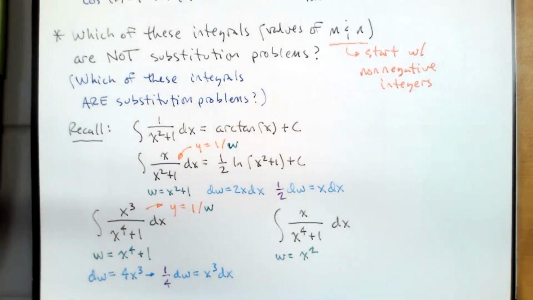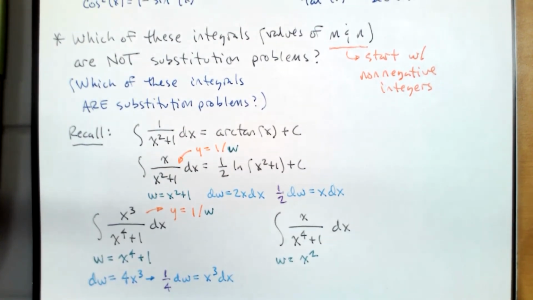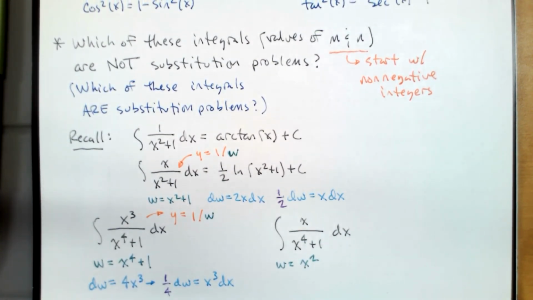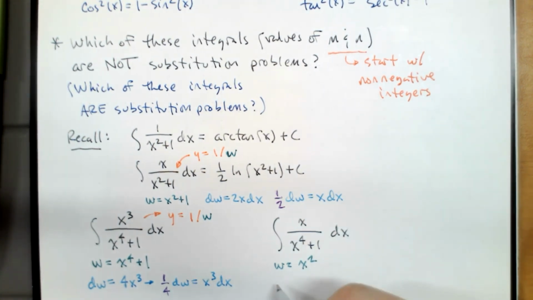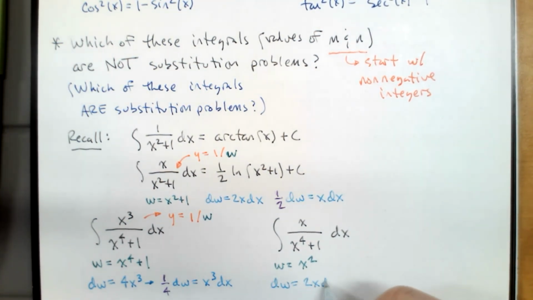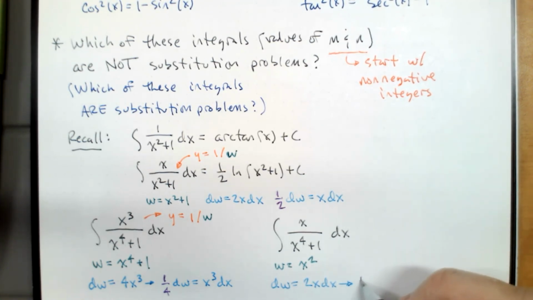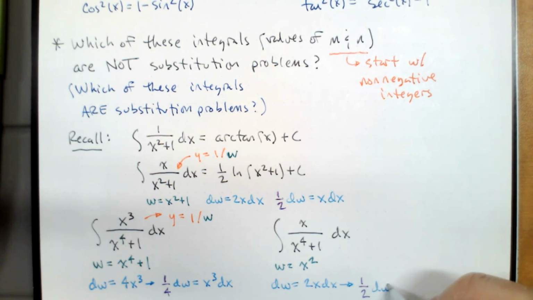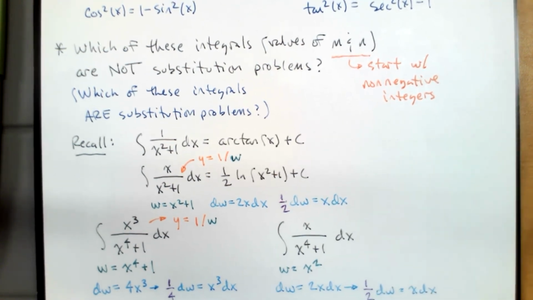Notice that I can only grab the x squared, not the x squared plus 1, because I can't separate out an x squared plus 1. But if w is equal to x squared, that works because I can say dw is 2x dx. That gets rid of the 1/2, and so a half of dw is our x dx. And we have that.